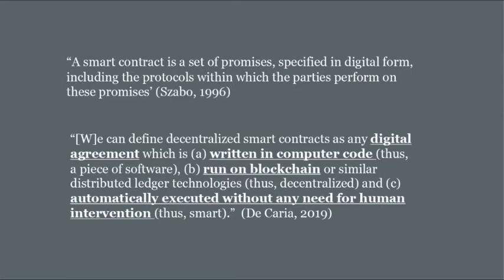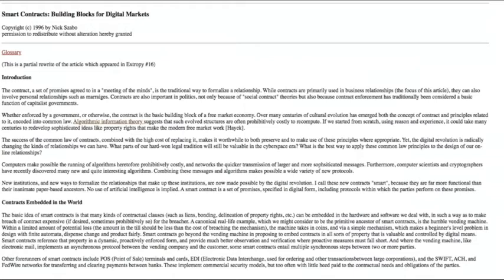But coming back to Szabo, he specifically pointed out that the idea behind smart contracts was that many kinds of contractual clauses could be embedded in the hardware and in the software we deal with in such a way as to make the breach of the contract expensive for the breacher. His idea was to take traditional contracts and translate them into code through cryptography, messages, and algorithms, and run them on the internet to replace traditional paper-based business relationships.